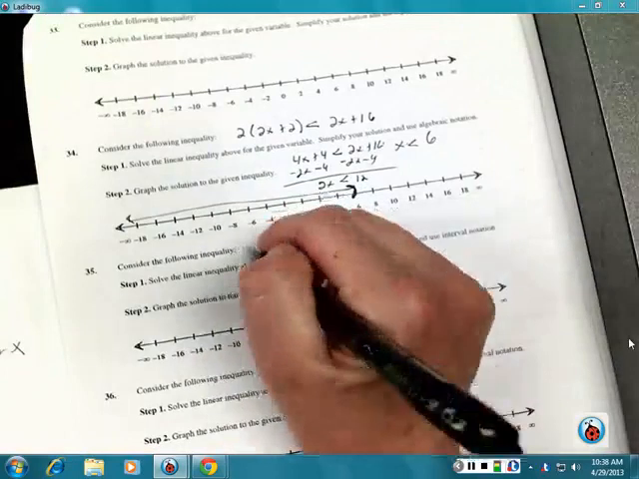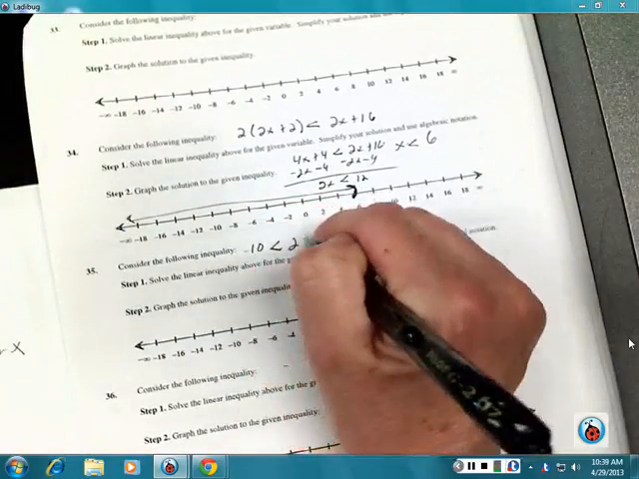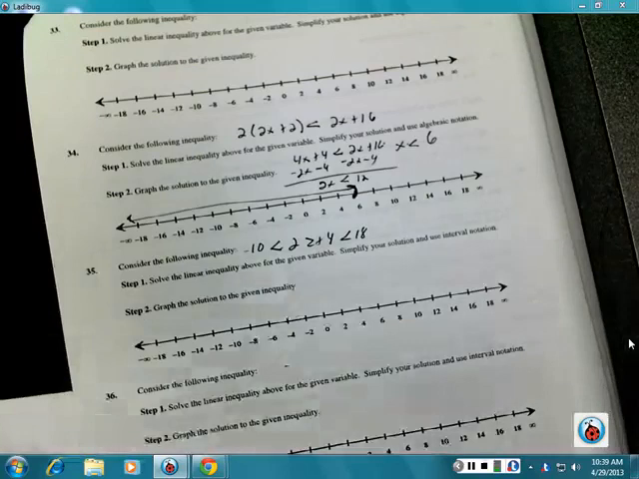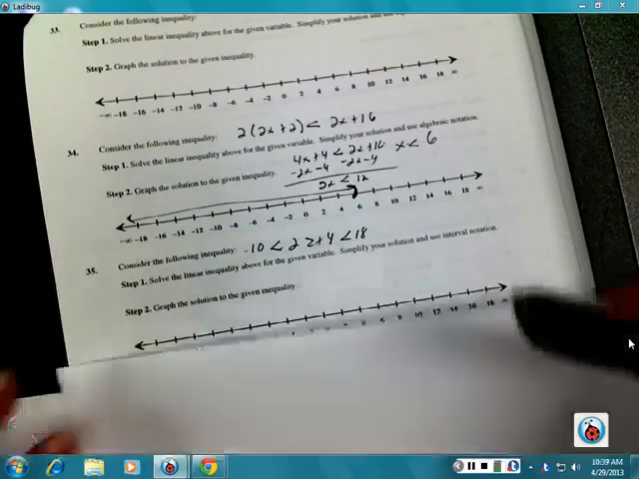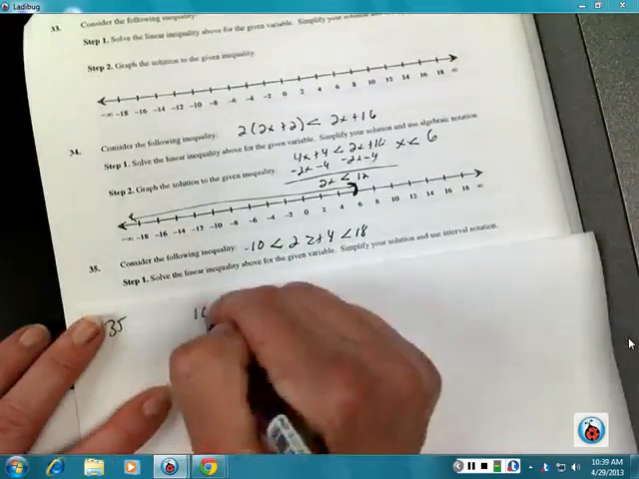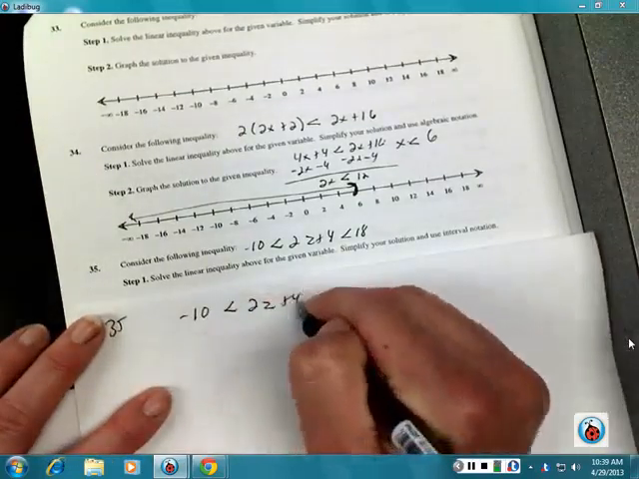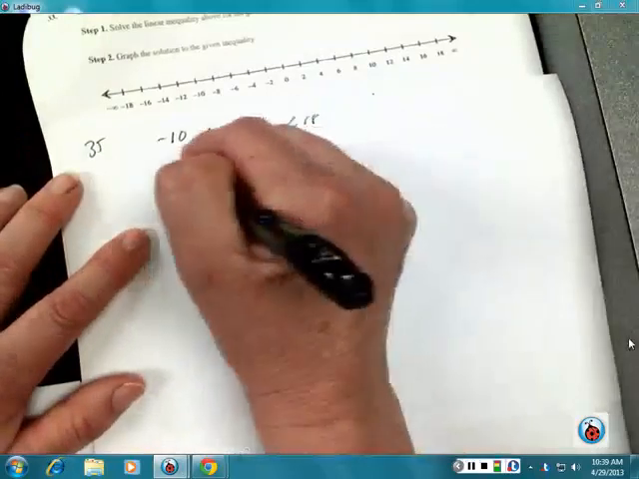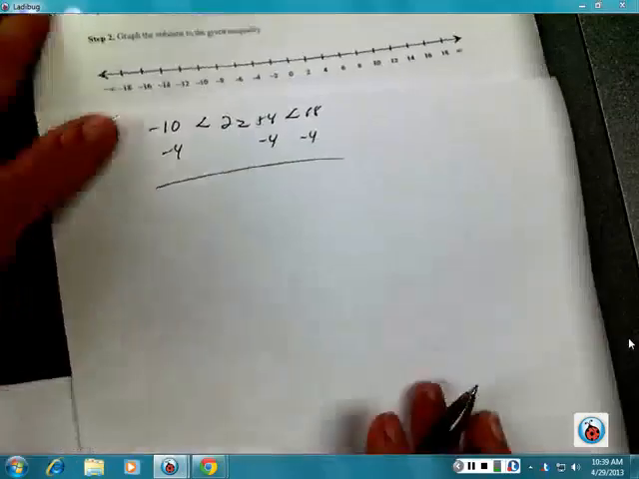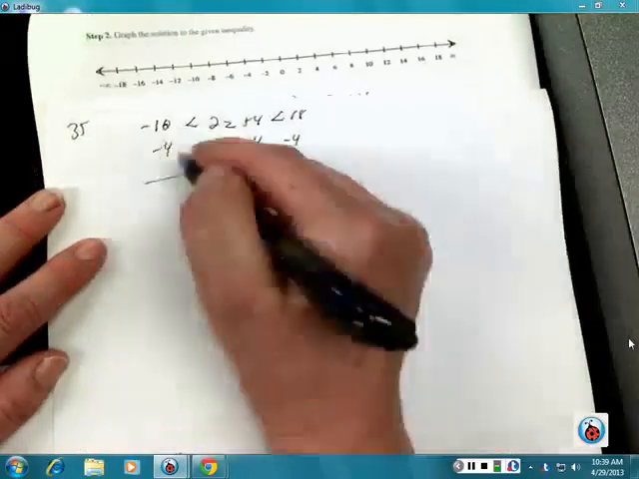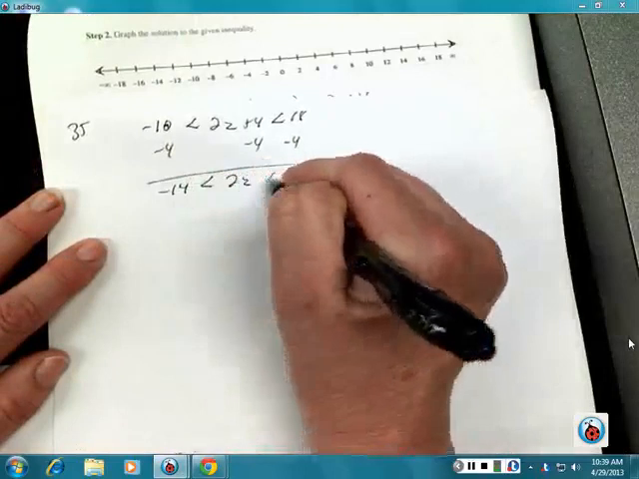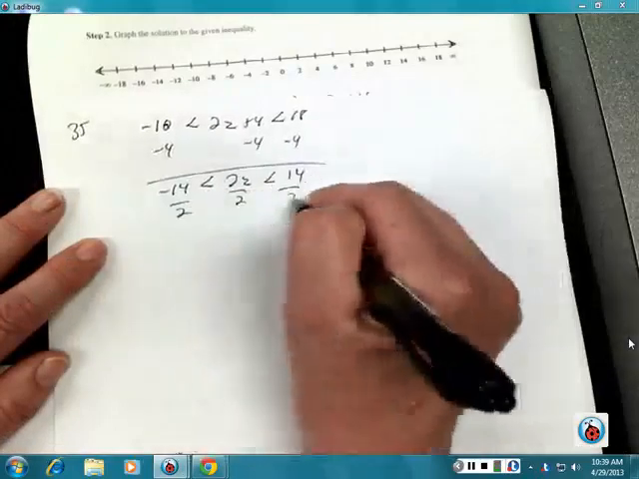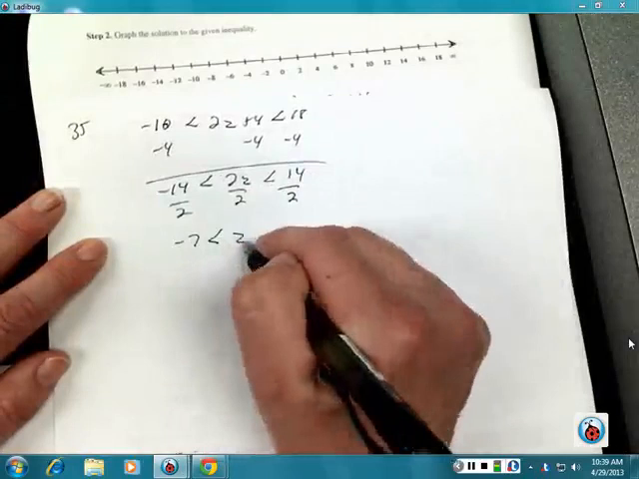All right. So 35 is negative 10 is less than 2z plus 4, is less than 18. That one's got a triple piece to it. So because I've got stuff on each side, when I subtract 4, I need to do it to every side that's in there. Negative 10 minus 4 is negative 14. 18 minus 4 is 14. Then finally, divide by 2, and I find negative 7 is less than z is less than 7.